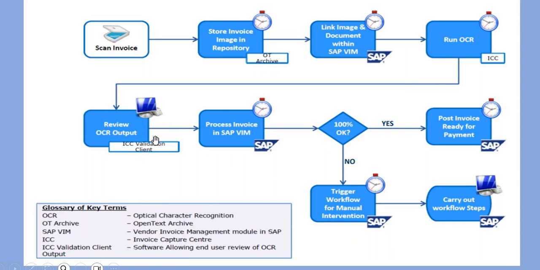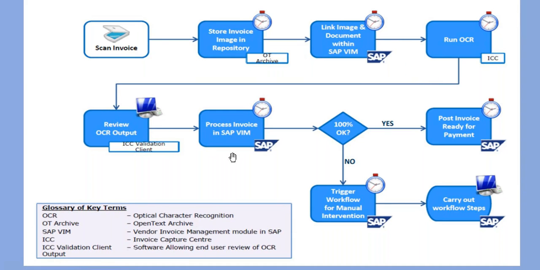So this is the validation client. They have reviewed the OCR output and verified it, and if there were any changes, they made them from the invoice image and submitted it. Now our VIM invoice is ready for processing in VIM.